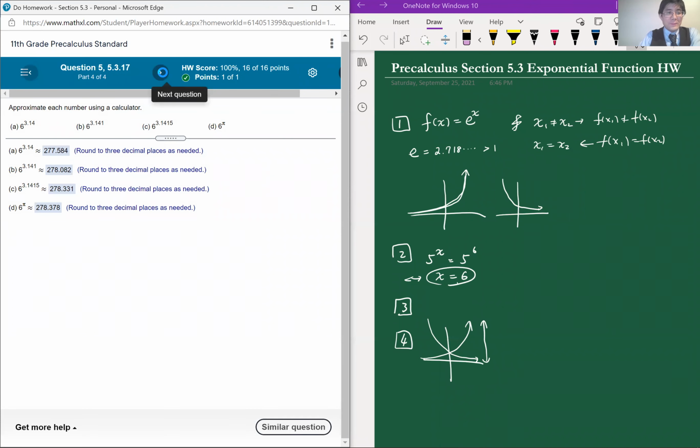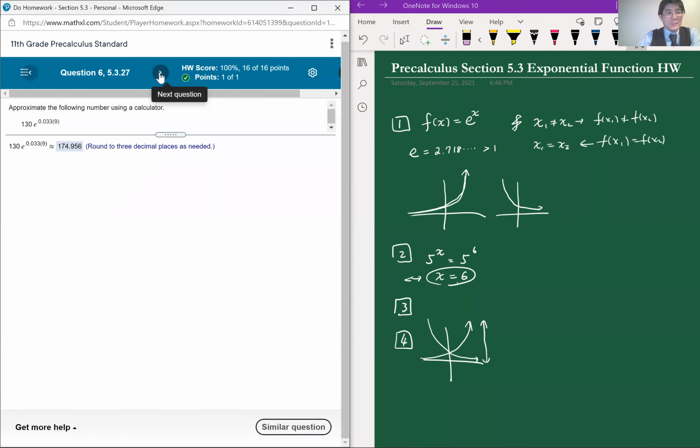Okay, this one is just like approximating each number using a calculator. So you just type it into, for example, Desmos or GeoGebra or Wolfram, anything. On this one, again, just use a calculator. So I'm gonna skip this.